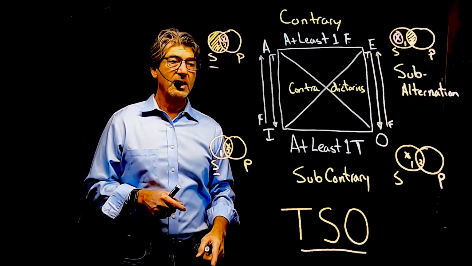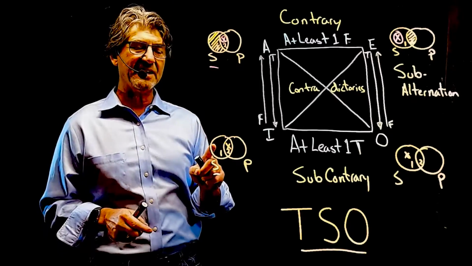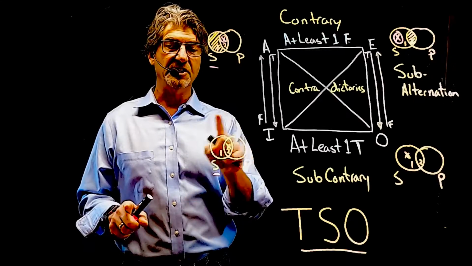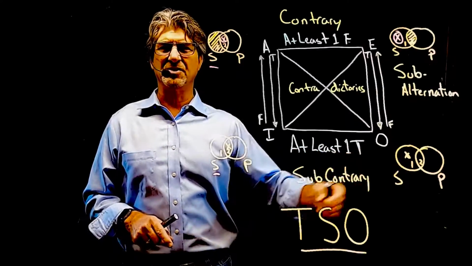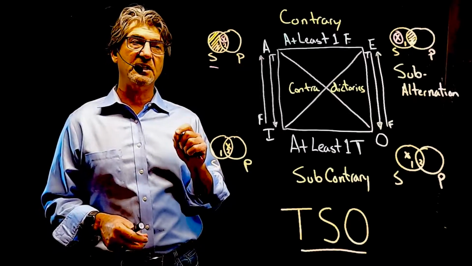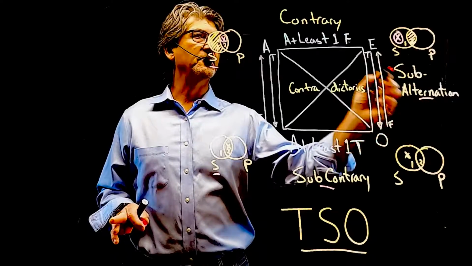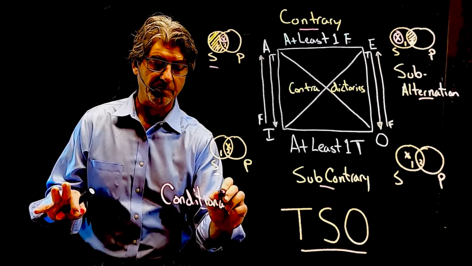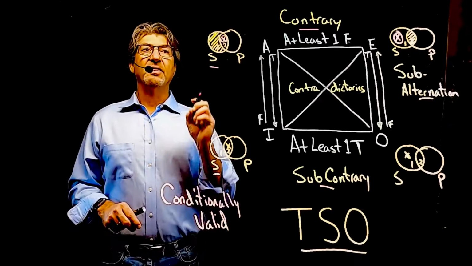Now down here, they can't both be false. The reason they can't both be false, at least one of them has to be true, is if S's exist, they have to exist in area 2 or in area 1. This one says they exist in area 2. Well, if it's false they exist in area 2, then they're going to have to exist in area 1. So this one's a little bit easier to see, the subcontrary. But that only makes sense if S's exist. So these are conditionally valid operations. So that's something to keep in mind here. Subcontrary, subalternation, and contrary are all conditionally valid. They are valid on the condition that S's exist.